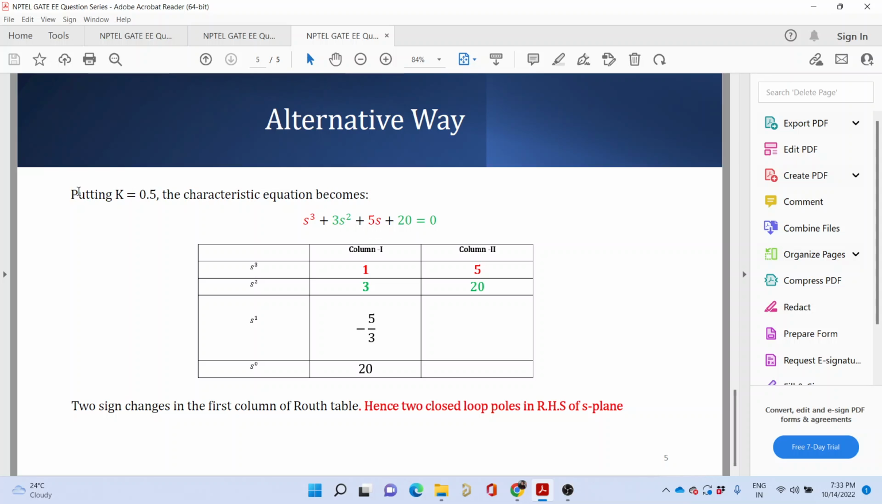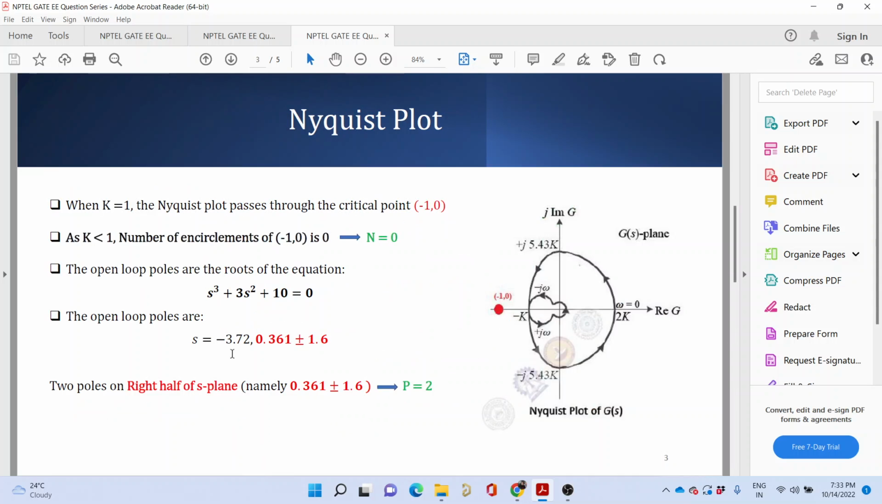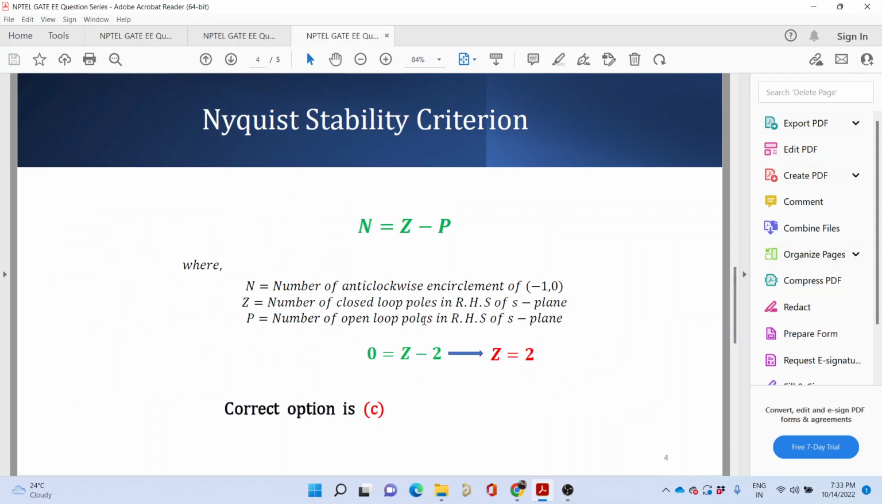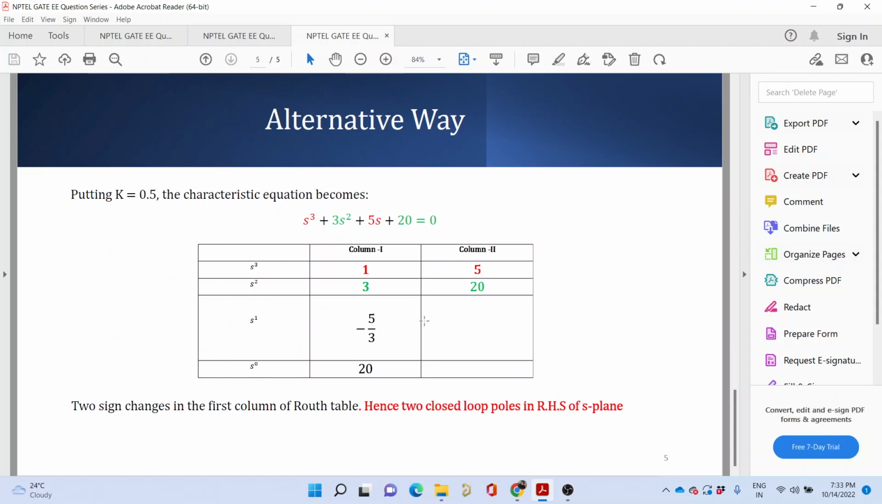In the GATE exam, this is the only way out, because it is difficult for you to find the poles when there are complex conjugate poles; you won't be able to find them easily from this equation. So it is better to use the Routh criteria rather than the Nyquist stability criteria for solving the sum.